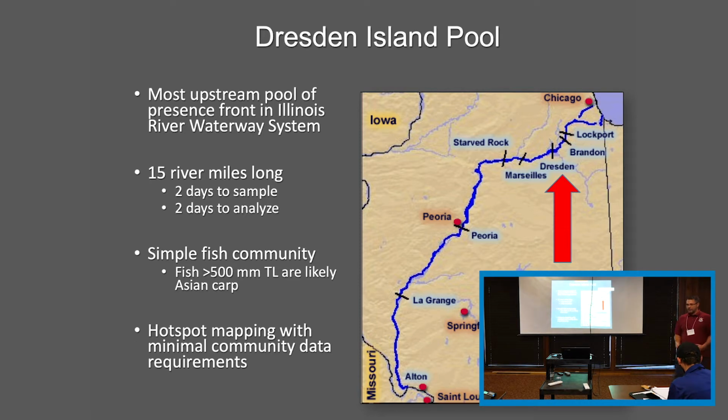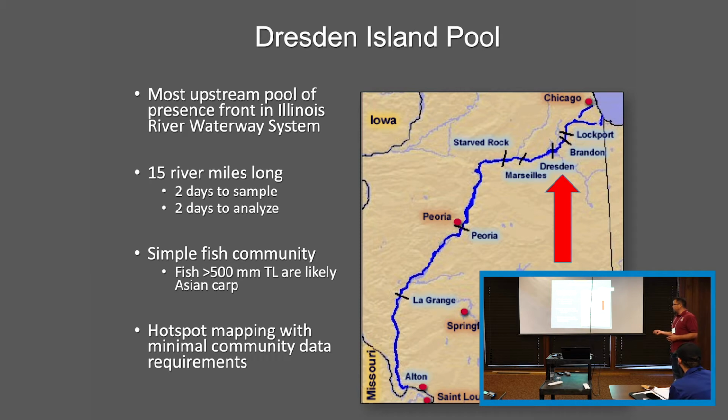The other advantage of the Dresden Island pool and the Upper Illinois River system is that the fish community is actually fairly simplistic. And so what we see is once you get over 500 millimeters, the likelihood that those fish are Asian carp is pretty high. I wouldn't bet my daughter's life on that is an Asian carp, but I'll tell you it's not a crappie. And so basically we can have a high confidence that those are Asian carp.